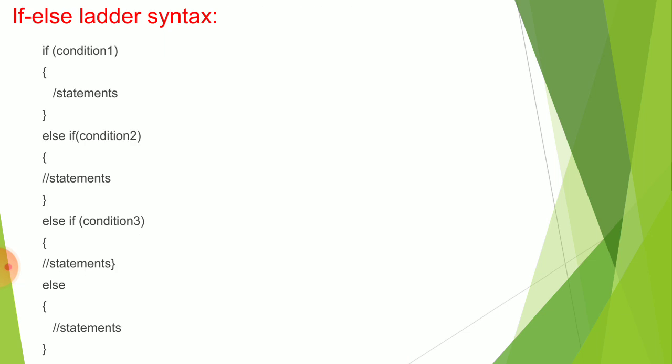The third type of if else statement is if else ladder. First, one condition is checked. If that condition is false, another condition is checked. If that condition is false, another condition. It is going on like this.